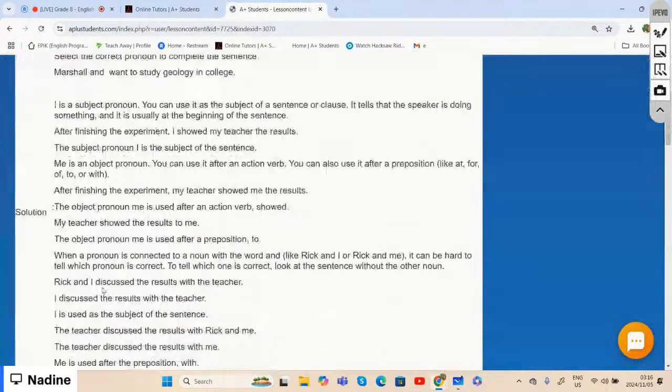All right, and we already went over what a subject pronoun and what an object pronoun is. We said a subject pronoun is I. I usually comes at the beginning of a sentence, and we can use I as the subject of the sentence or clause, and it tells us what the speaker is doing. And like we said, it is usually at the beginning of the sentence.